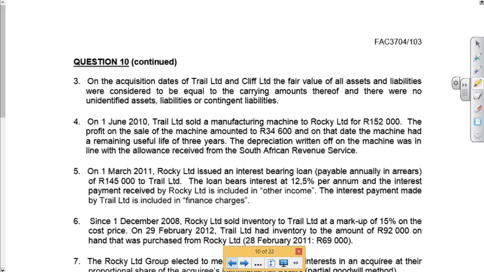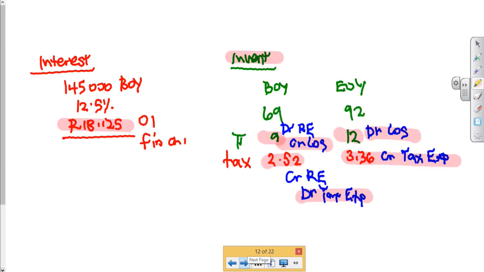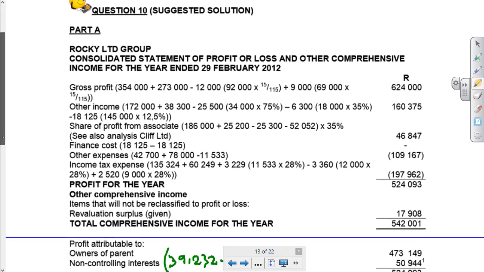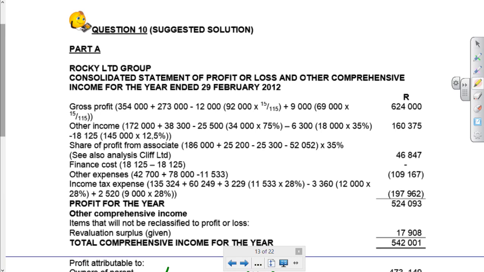Okay, so we look at the numbers, how they flow then. Gross profit, parent plus sub, and gross profit gets adjusted with a minus 12 current year unearned profit in inventory, plus 9 prior year unearned profit in inventory. Prior year comes in, current year goes out. Then other income, parent plus sub, and then I'm reversing all the dividends, the 25.5, which is 75% of the 34, and then the 6.3 that I had seen. And then I also am reversing the interest, which comes out of other income and comes out of finance cost.